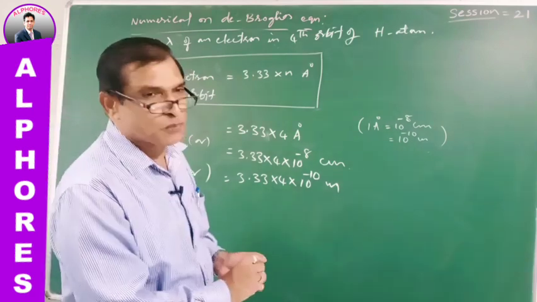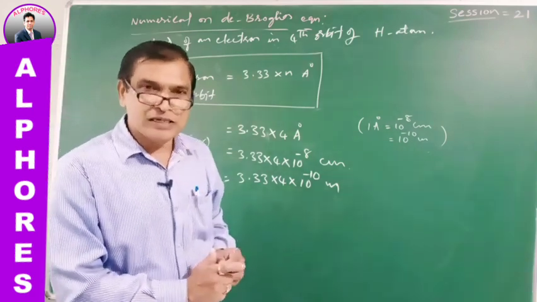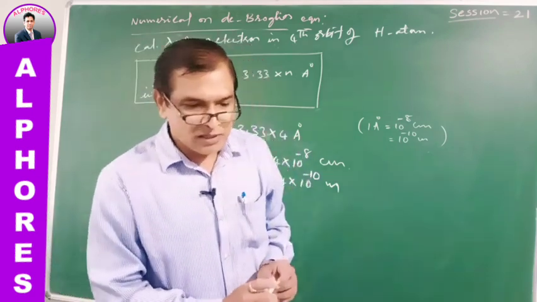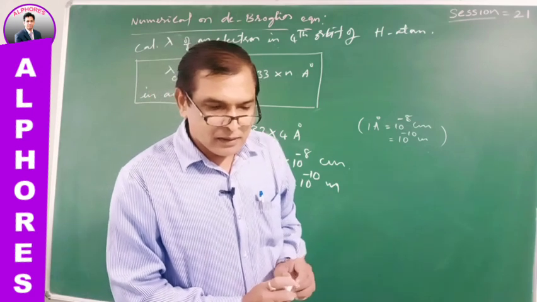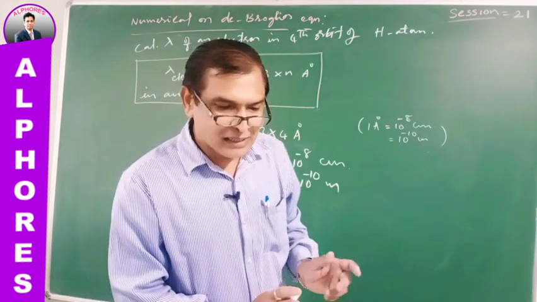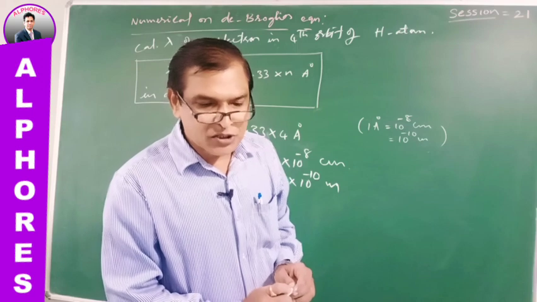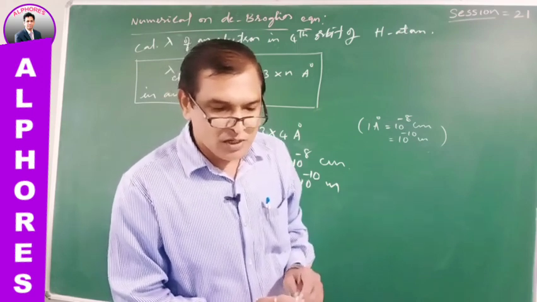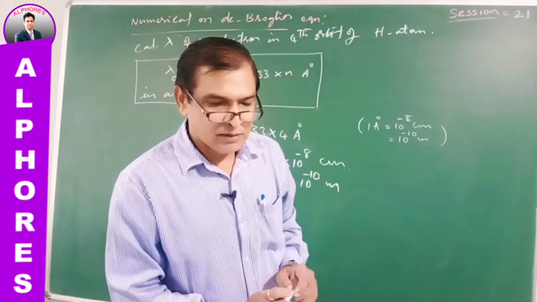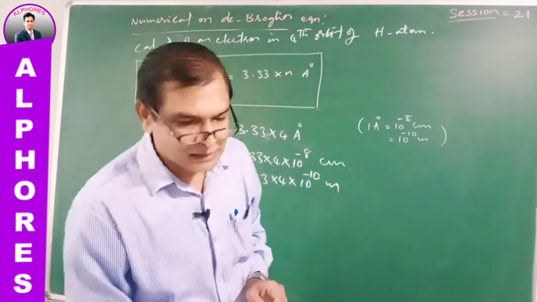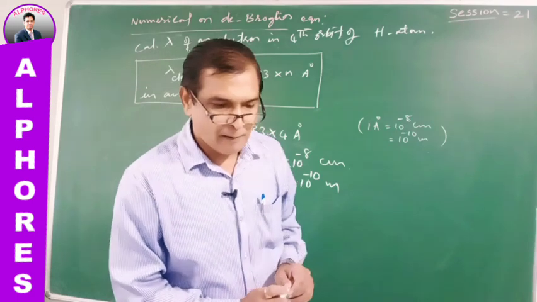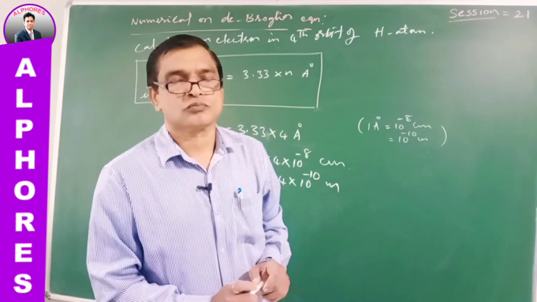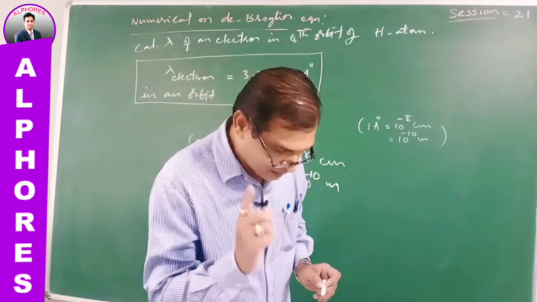Done. Next problem, let us see one more numerical on de Broglie only. An electron beam emerges from an accelerator with a kinetic energy of 100 electron volts. What is the de Broglie's wavelength?